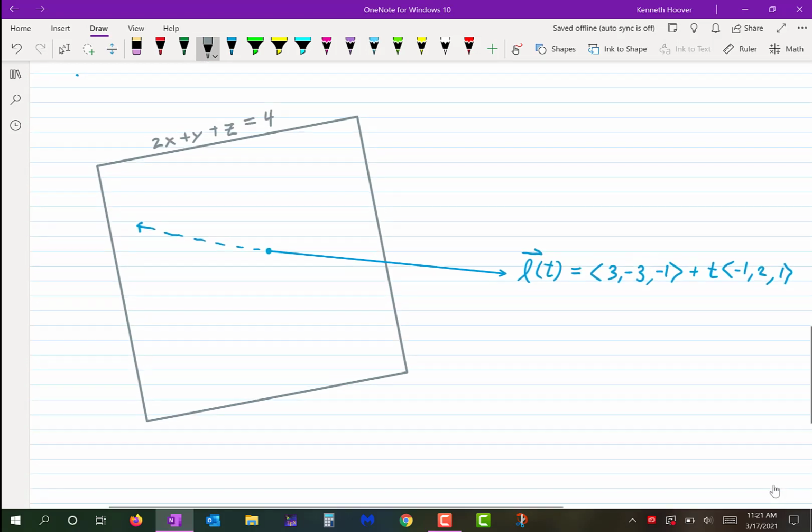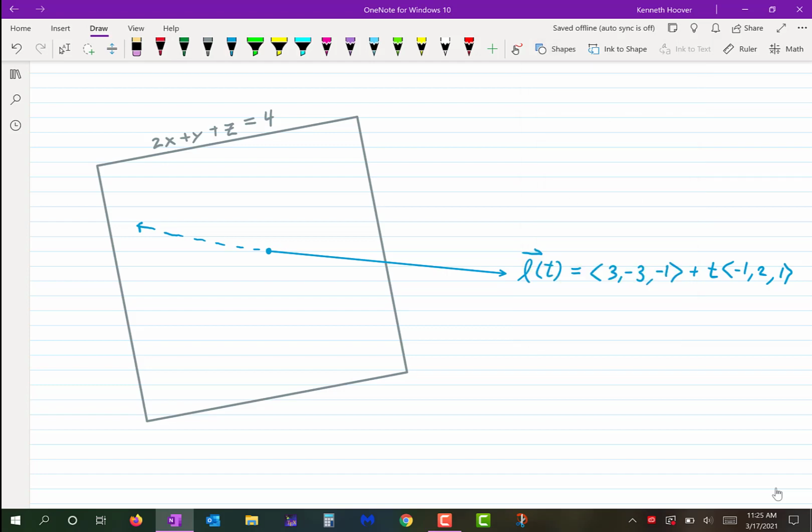Now, I want to do two things here. Number one, let's prove that that line will puncture the plane, and then let's find the point where it punctures. Okay? How do we prove that the line intersects the plane? Okay, how do we show that that line punctures the plane? Here's what we do.